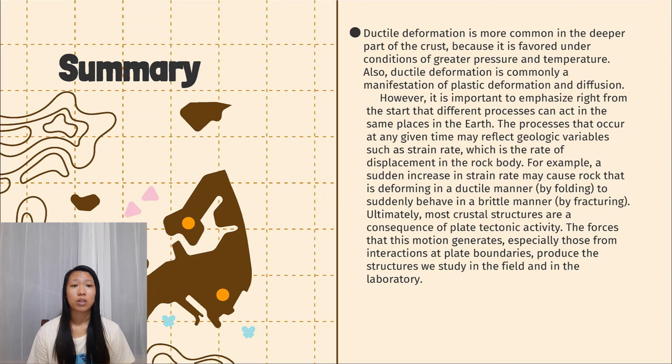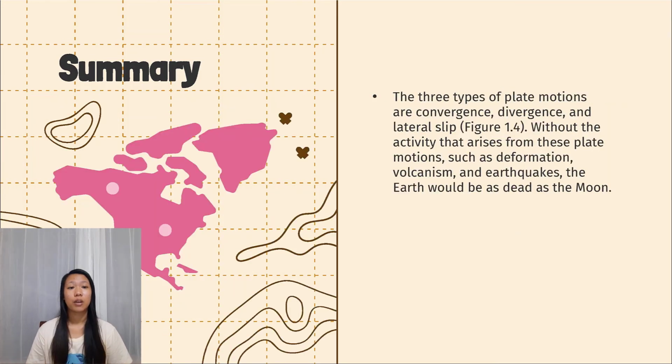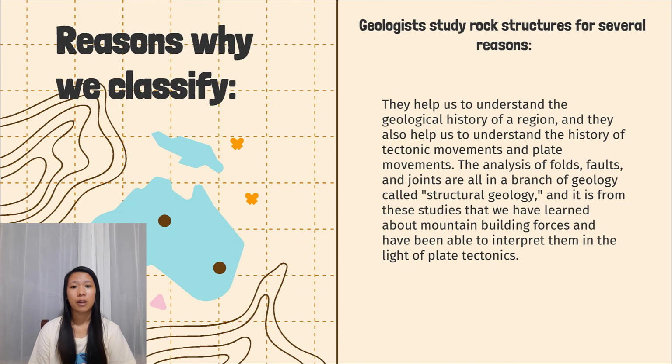Ultimately, most crustal structures are a consequence of plate tectonic activity. The forces that this motion generates, especially those from interactions at plate boundaries, produce the structures we study in the field and in the laboratory. The three types of plate motions are convergence, divergence, and lateral slip. Without the activity that arises from these plate motions, such as deformation, volcanism, and earthquakes, the Earth would be as dead as the moon. Here are reasons why we classify geologic structures.